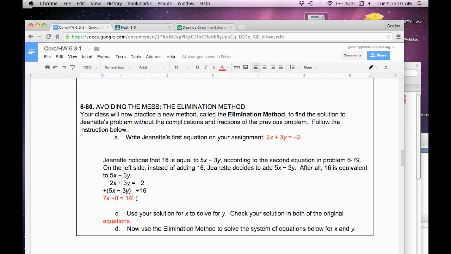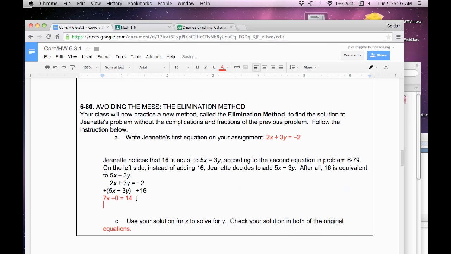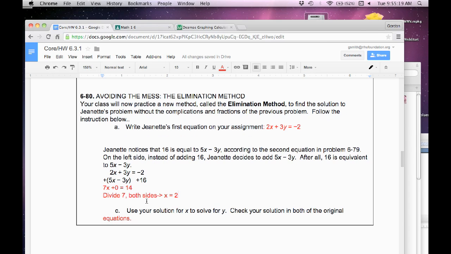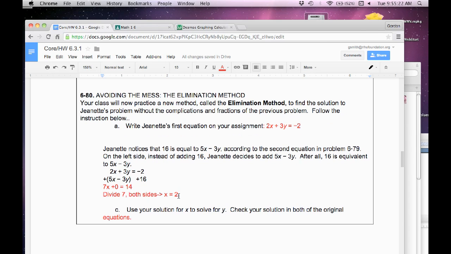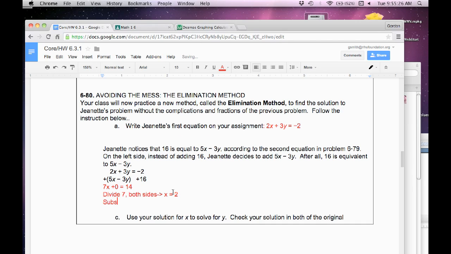Of course, now all we've got to do is divide by 7. We've got x on both sides. And x is equal to 2. Okay. And then we'll plug that back in, x equals 2, to find y. So we'll substitute 2 for x in this equation right here.